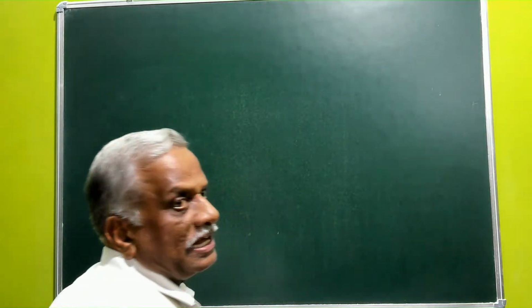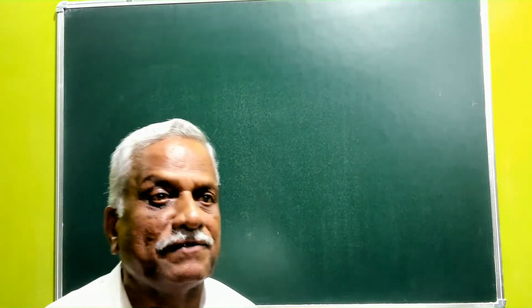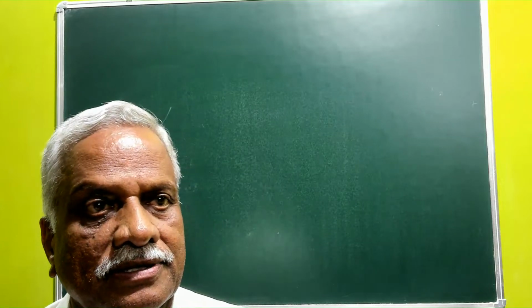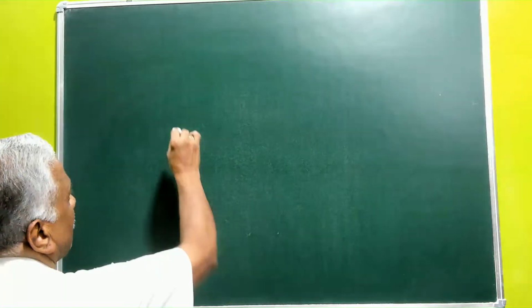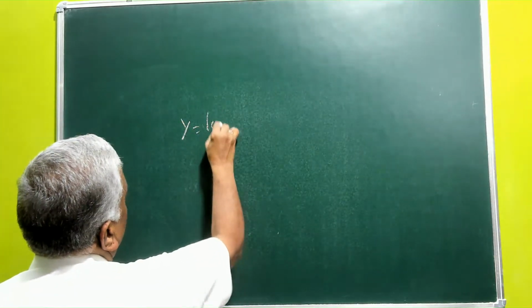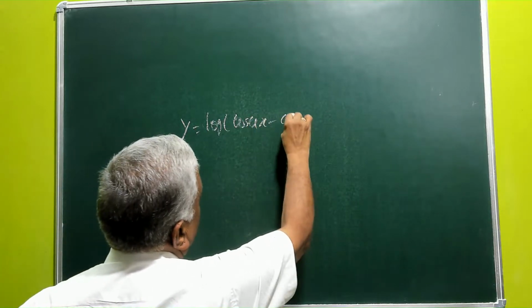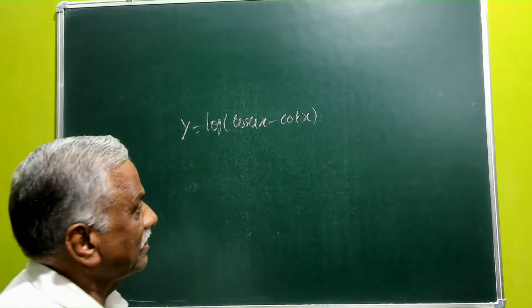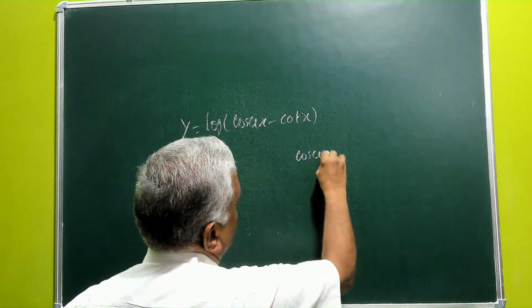So use the integration formulas and simplification becomes very easy. The derivative of log sin x is cot x because the integration of cot x is log sin x. The next similar problem: y is equal to log of cosecant x minus cot x. Without working, you can take the answer as cosecant x.